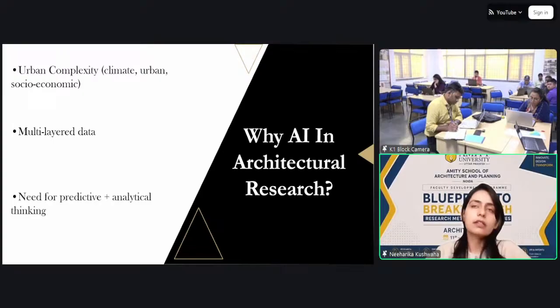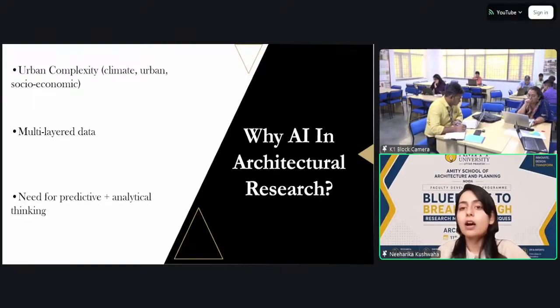Secondly, because there is a rise of multi-layered data in our research. We now work with satellite imagery. We are working with sensor networks. We have GIS layers of different parameters. We have mobility data sets. We have behavior information simultaneously. We have observations from our own site observations, site surveys. So we have a lot of data that needs to make sense in a proper way. That is where AI can help you.